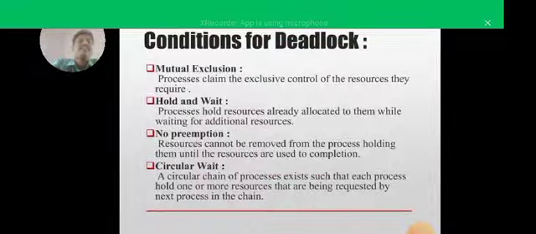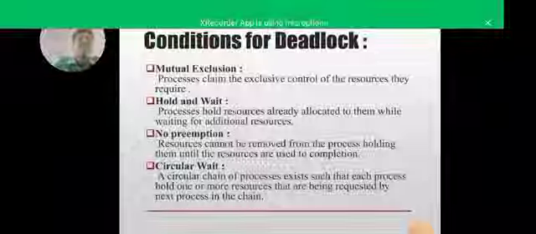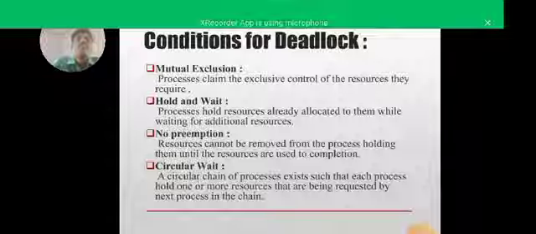Okay, what are the conditions in deadlock? Mutual exclusion, hold and wait, no preemption, and circular wait. Mutual exclusion means processes claim exclusive control of the resources they require. Hold and wait means processes hold the resources already allocated to them while waiting for additional resources. Keeps the resource and requires another resource, that means hold and wait. No preemption: resources cannot be removed from the process holding them until the resources are used to completion.